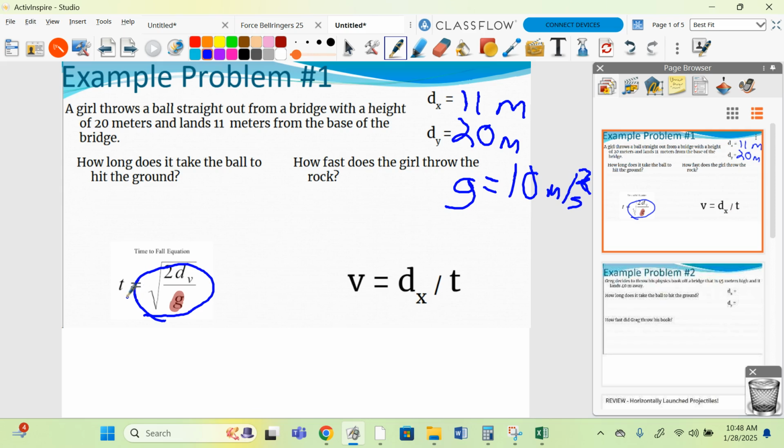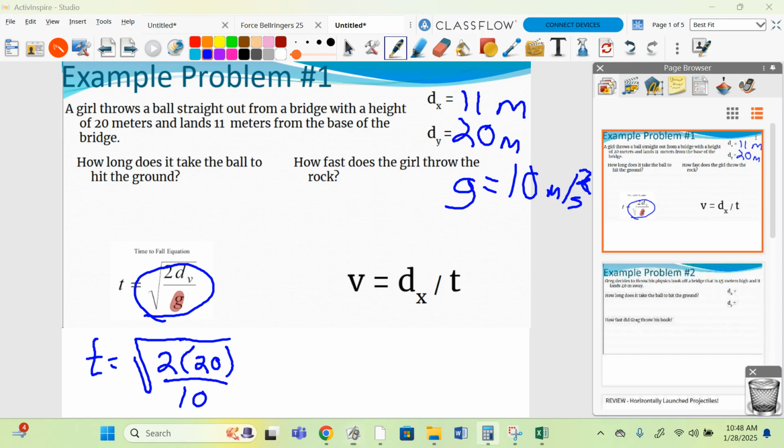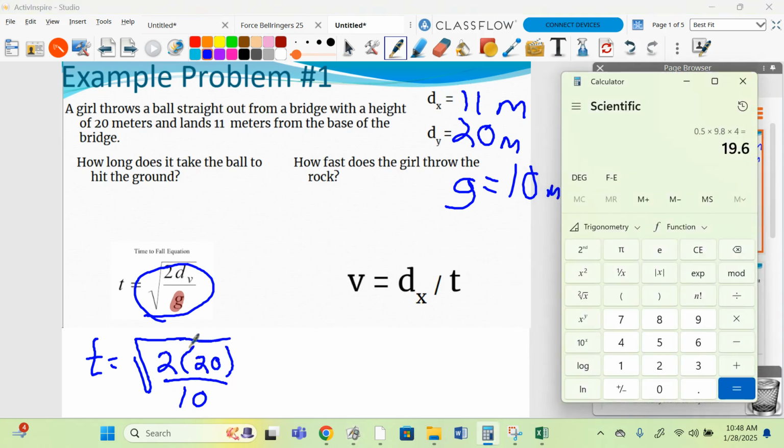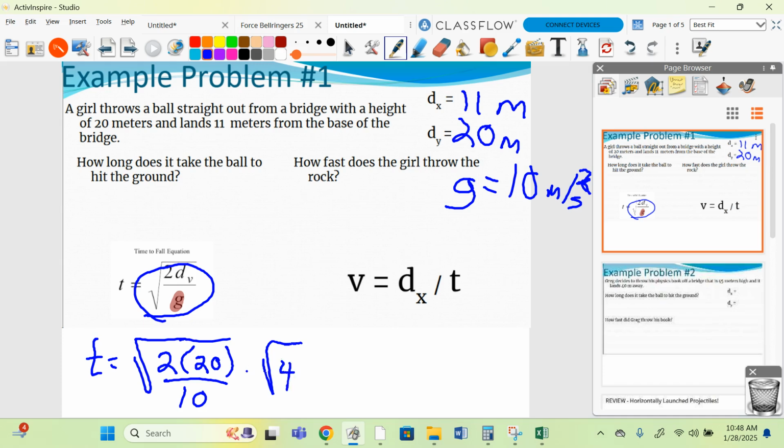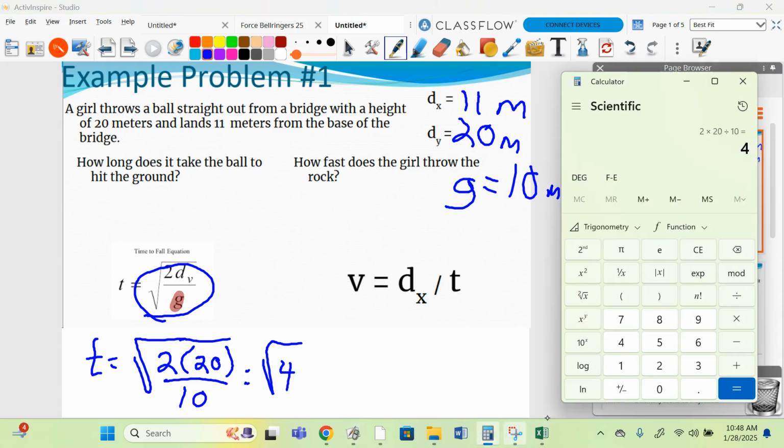So if I'm going to find out what the time is right here, time is equal to the square root of 2 times 20 divided by 10. With my computer calculator, I need to do everything underneath the square root first. 2 times 20 divided by 10. So that's given me 4, and I need to take the square root of 4. When I take the square root of 4, that's going to give me 2 seconds.